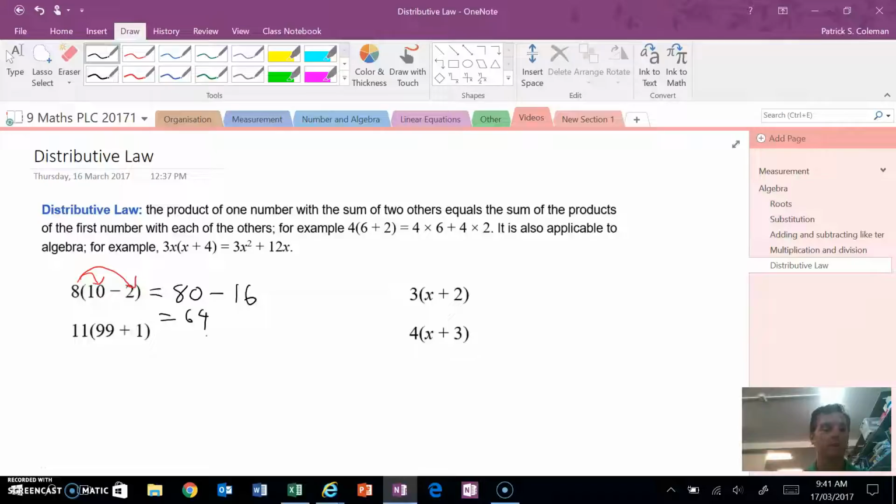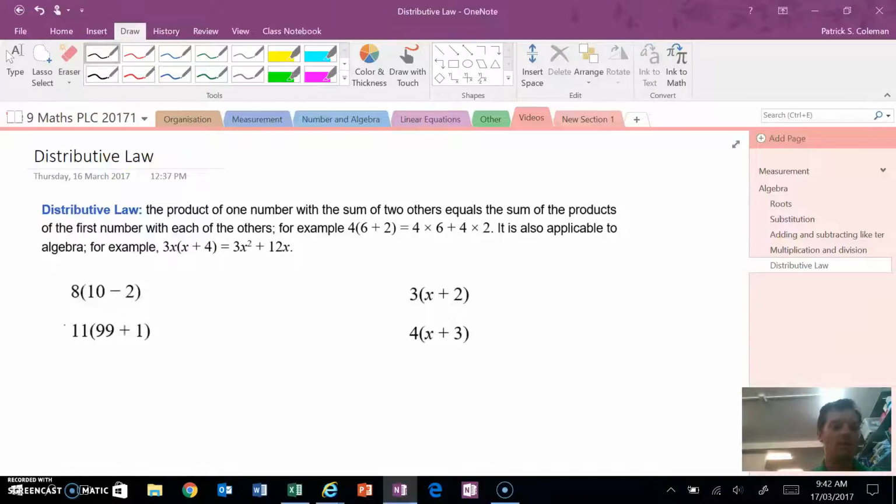In the first couple of examples we're going to use both methods, and then we'll check in with some algebra problems. So again, let's use both methods to solve the next question. We're going to go inside the brackets first, so we simplify this to be 11, and 99 plus 1 is 100. 11 times 100 is 1,100. So that's the first way we can do that.